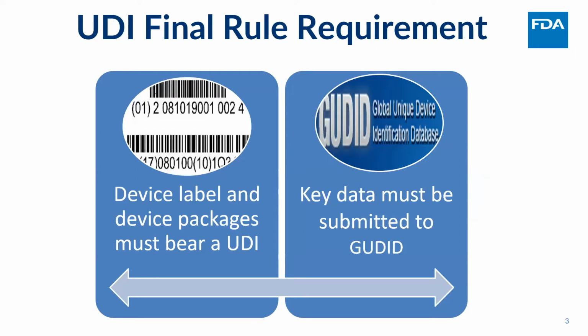And the rule basically has two key requirements. One is that all device labels and device packages must bear a UDI. Sometimes the UDI must be on the device itself if the device is reused or if it's intended to be reprocessed between uses. The key data must be submitted to the Global Unique Device Identification Database, or the GUDID.